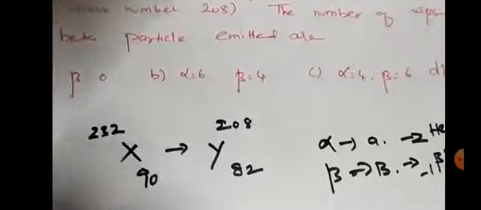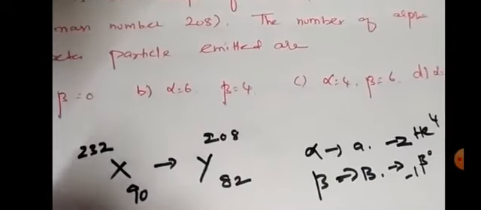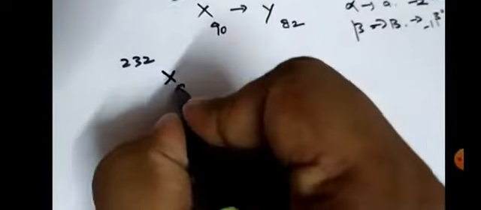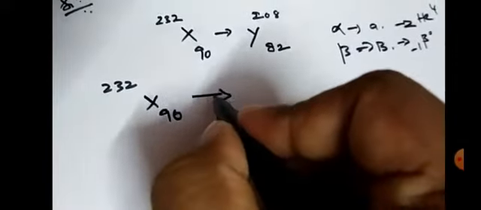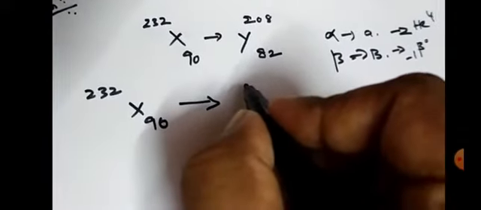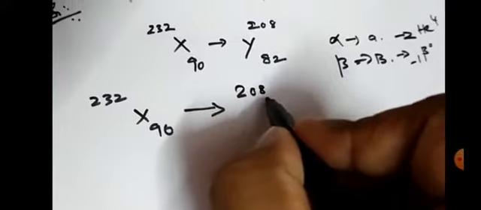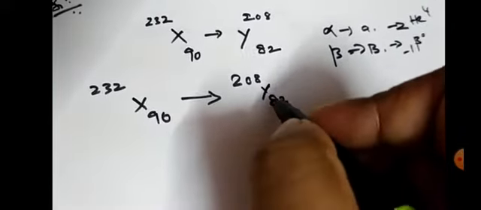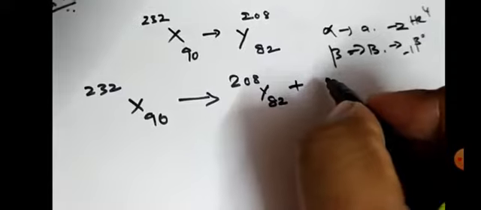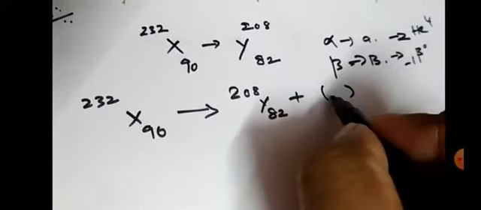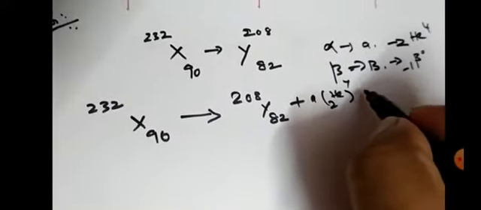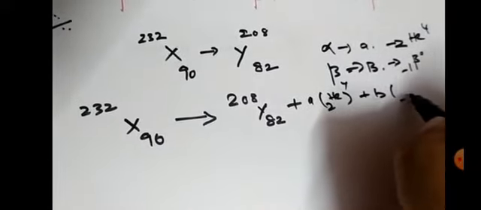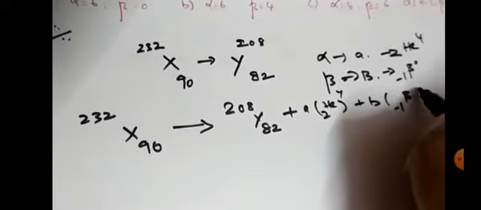Now, I am going to write this as X 232, 90, which leads to Y 208, 82, plus, I don't know how many alpha particles are emitted, so I am writing it as A. Similarly, I don't know how many beta particles have been emitted, I am writing it as B.